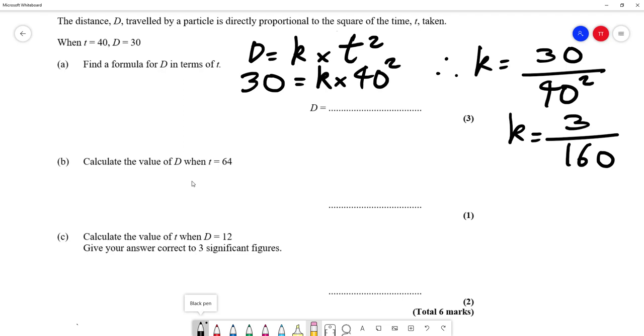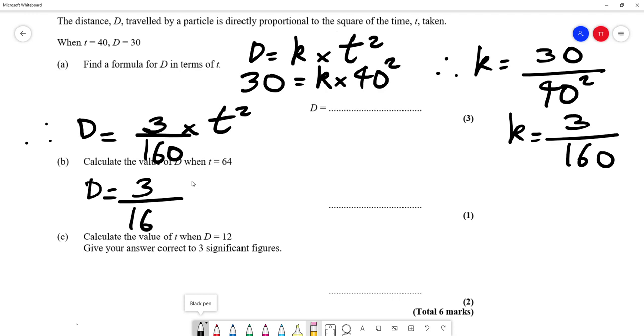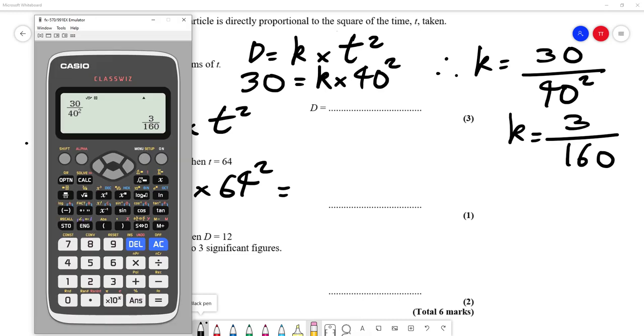So the formula required is d equals 3 over 160 times t squared. Then it says to calculate the value of d when t equals 64. So we can say d equals 3 over 160 times 64. Don't forget we need to square it. 64 squared. Let's type that straight into our calculator. We can do 3 over 160 times 64 squared. And that gives me 76.8.